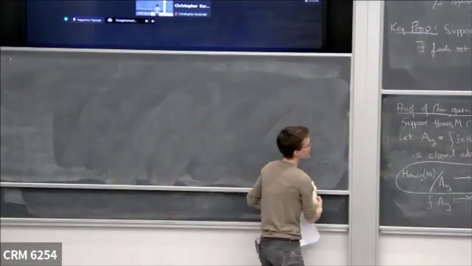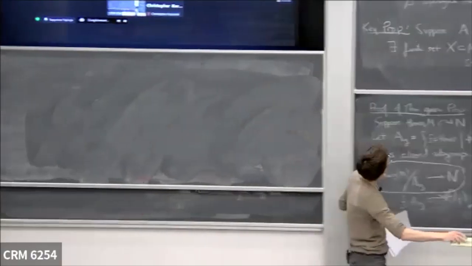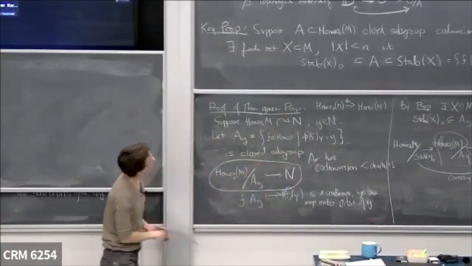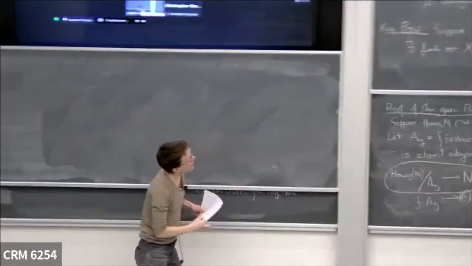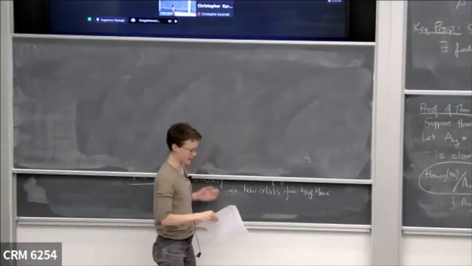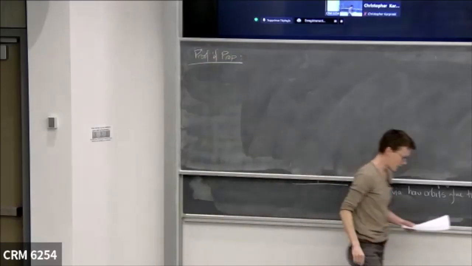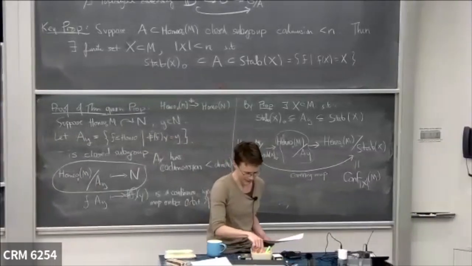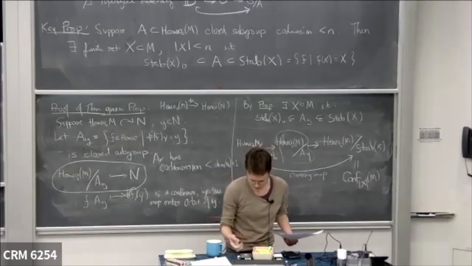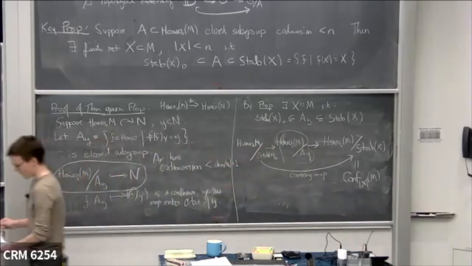Okay, so now I have to prove this proposition, which is this abstract thing about small codimension subgroups and homeomorphism groups. There are two claims, and we'll see how much I can prove on either one of them. Here's all the big white stuff. Okay.